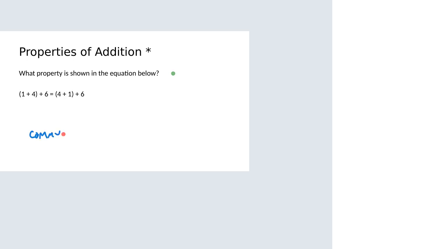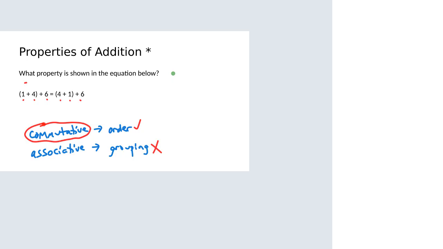So there are two possibilities here. Is it commutative, meaning the order changed, or is it associative, meaning the grouping changed? Well, let's take a look then. The order goes 1, 4, 6, 4, 1, 6. Well, the order definitely changed. I'll keep that in mind. And then the grouping: 1 and 4 are grouped together, 1 and 4 are grouped together. The grouping did not change. This is definitely not associative. This is an example of the commutative property.